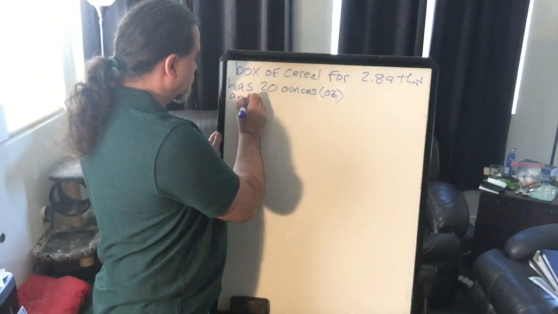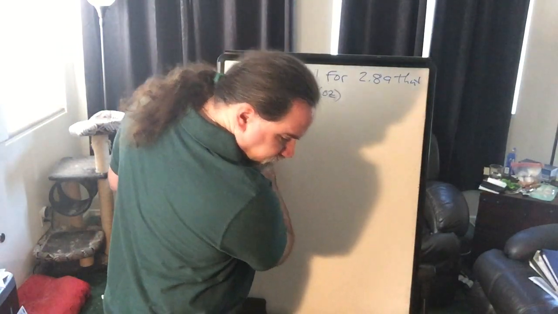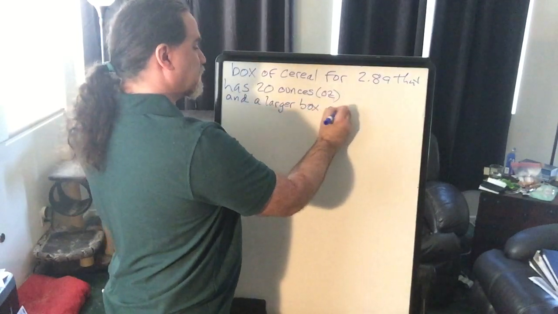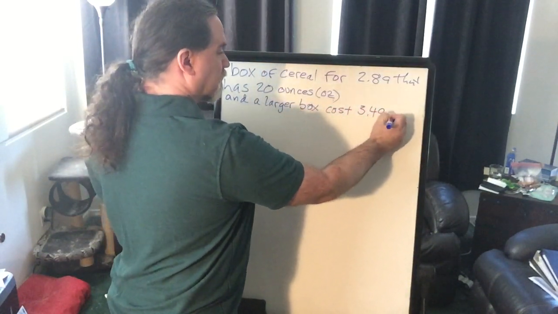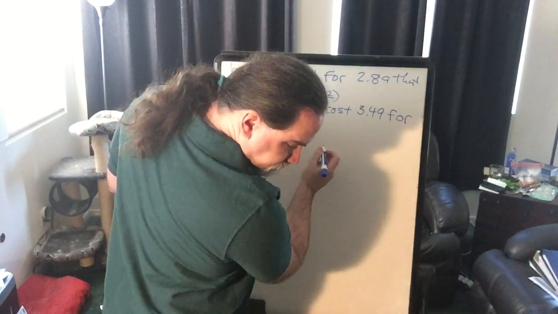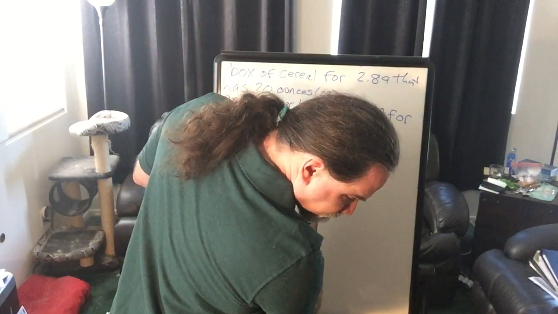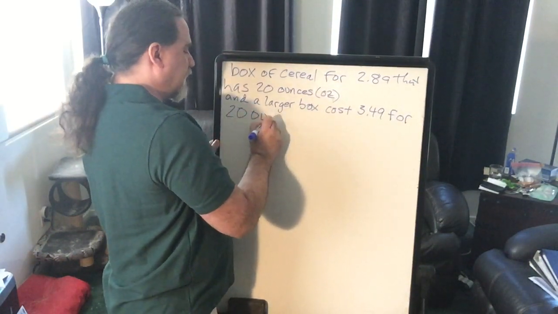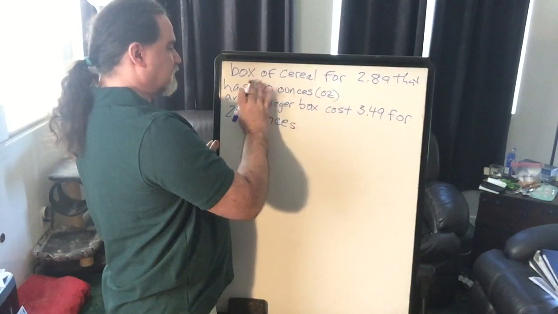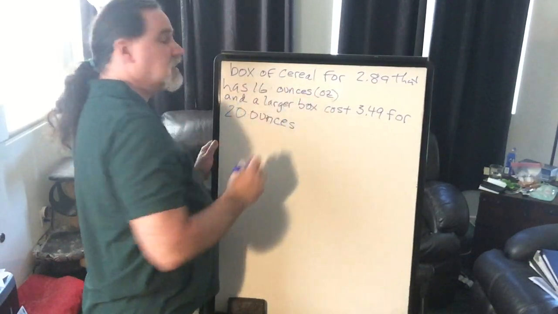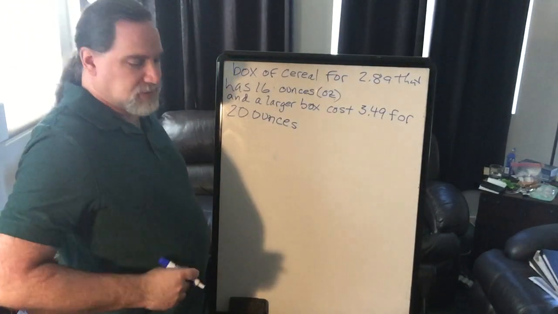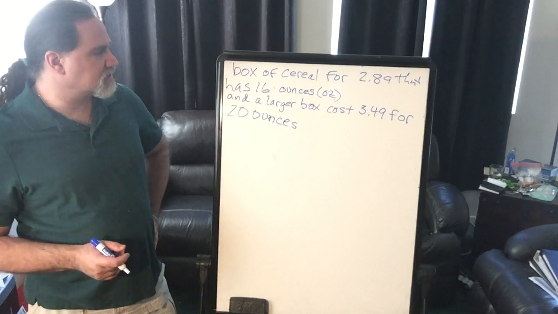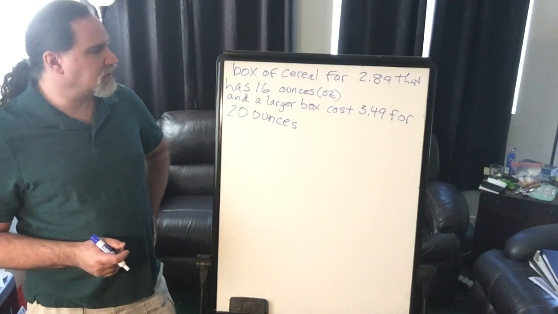And a larger box costs $3.49 for 20 ounces. So this one's 20 ounces, my bad. Sorry, the first one was only 16 ounces. I was, again, trying to read. Hope that wasn't too distracting. So a box of cereal for $2.89 that has 16 ounces, and a larger box costs $3.49 for 20 ounces.